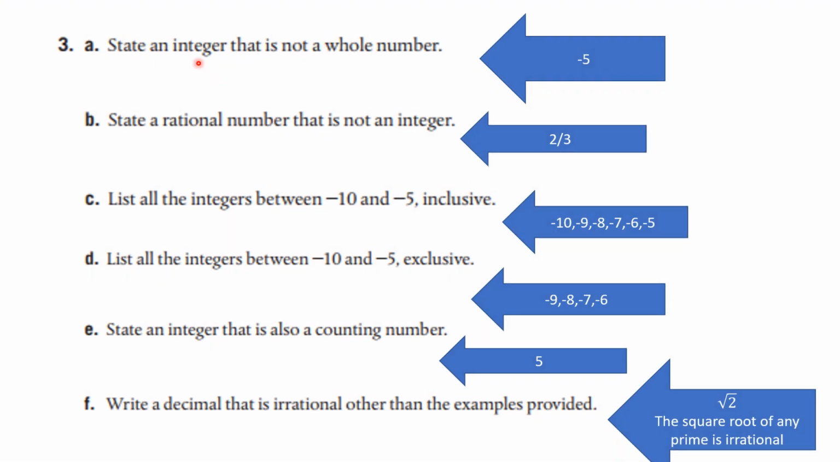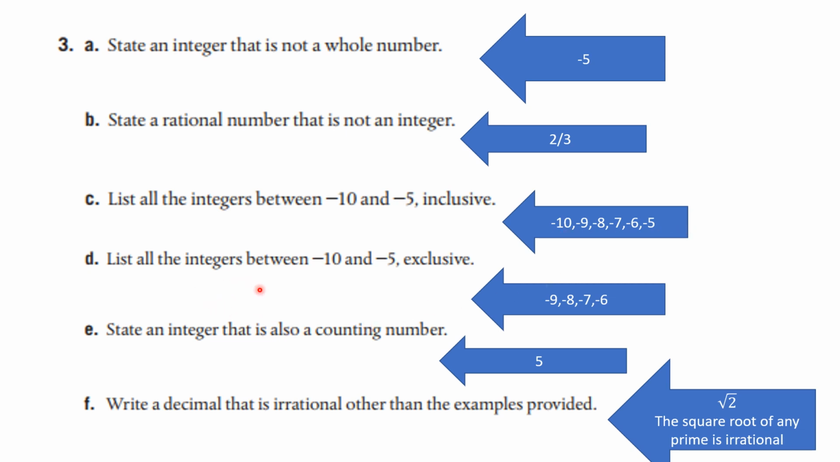An example of an integer that is not a whole number is minus 5. There are many correct answers to this problem. A rational number that's not an integer, an example of that would be 2/3. There are many correct answers. There's only one answer to problem C, listing all integers between minus 10 and minus 5 inclusive. It is these. And again, notice the endpoints are included.